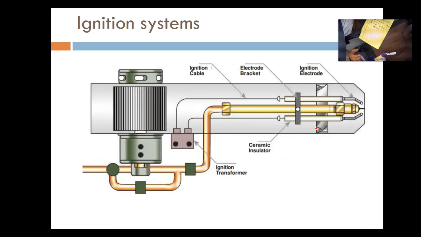So the ignition system, if you go into industrial boilers or commercial boilers or residential, will always have the same components. We will have our electrodes here, which make the spark between them. The spark is basically 10,000 volts jumping through those electrodes through air. And we said air is conductive at 10,000 volts.